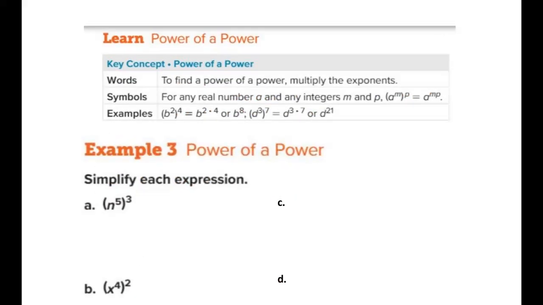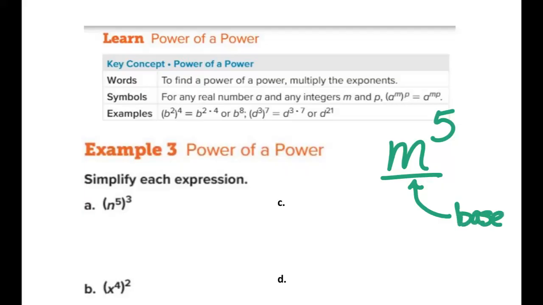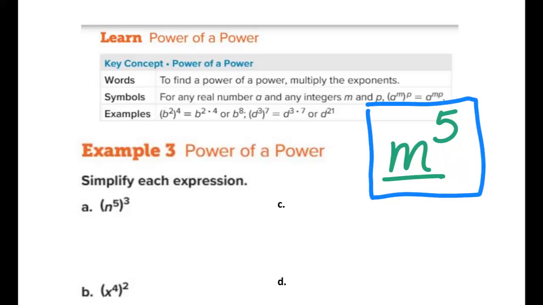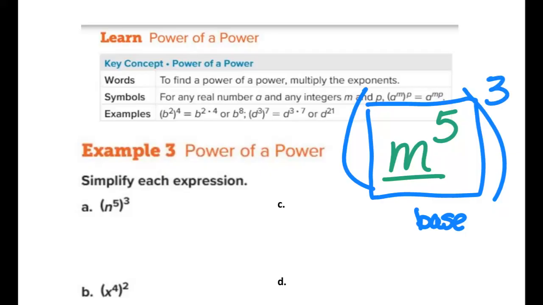All right, so yesterday we were talking about m to the fifth power, and we said that m was called the what again? Base, and that the 5 was called the exponent. Okay? Now, today, we are turning this whole thing into a base of its own. So all of this now is going to be a base, and by putting parentheses around it, we are then going to take it to the third power.